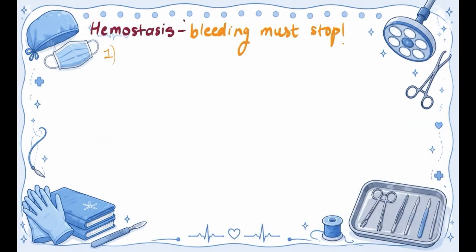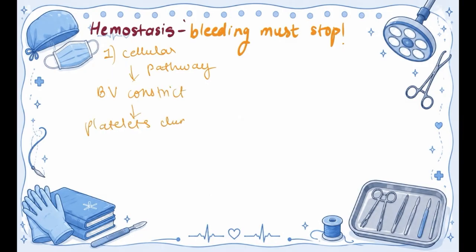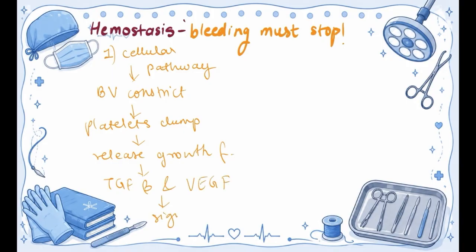So, immediately after an injury, the bleeding absolutely must stop. This process is called hemostasis. It happens through 2 simultaneous pathways. First, we have the cellular response. Blood vessels constrict, platelets clump together to form a plug. These platelets then release growth factors. You will see things like TGF-beta and VEGF. Think of these as chemical messengers. They are calling out for the body to start repairing.